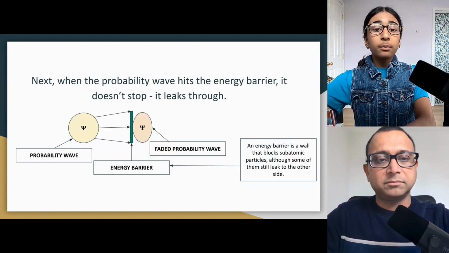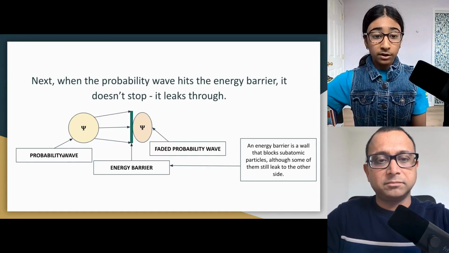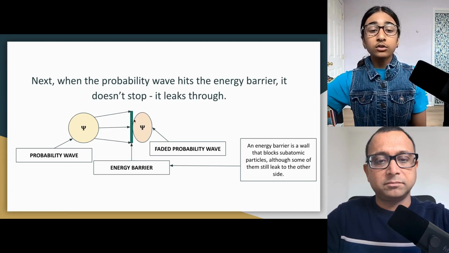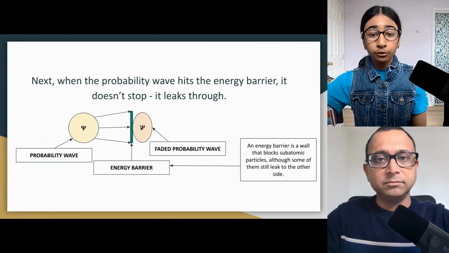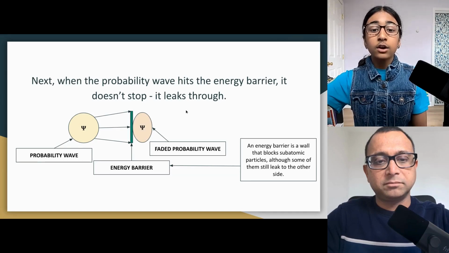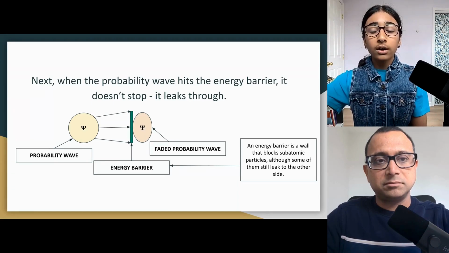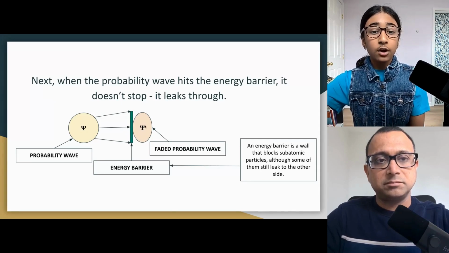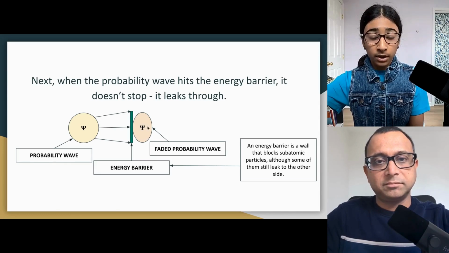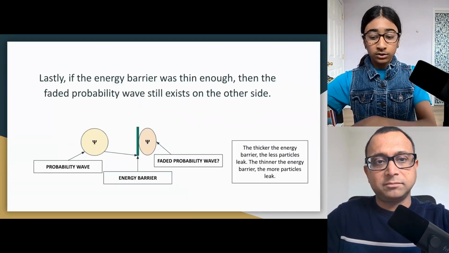Next, when the probability wave hits the energy barrier, here we have the probability wave, the same one, and then the energy barrier, this turquoise sliver right here, it doesn't stop. It stops some of them, but some particles manage to leak through the barrier and create this faded probability wave on the other side. An energy barrier is a wall that blocks subatomic particles, although some of them still manage to leak to the other side, which is why this faded probability wave is here. It still exists here, it's just faded.